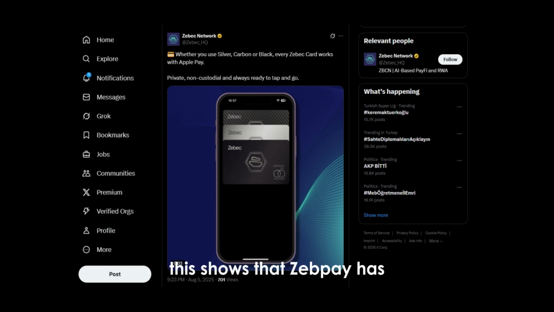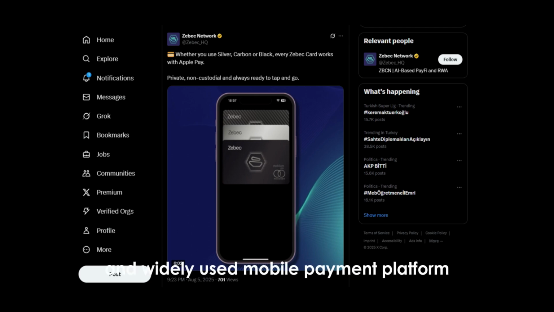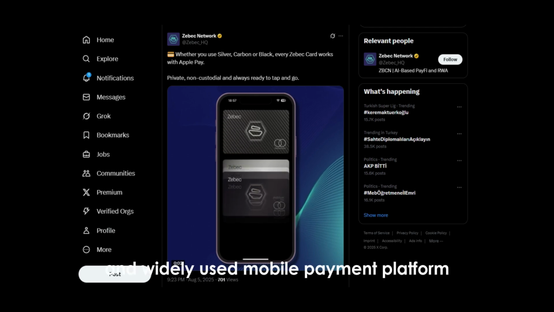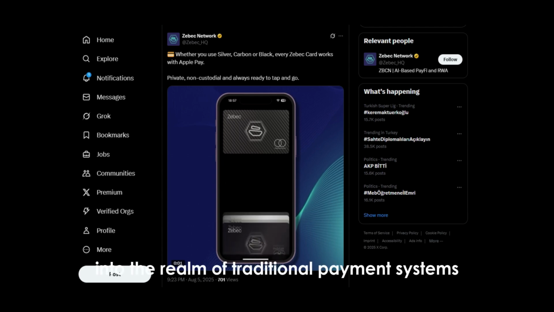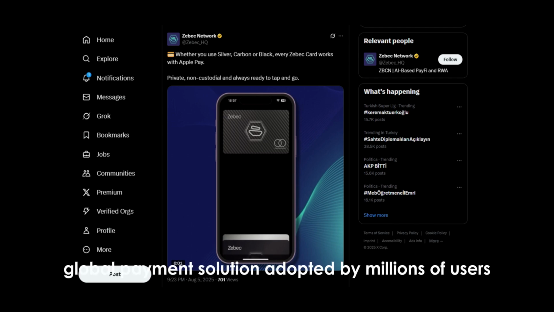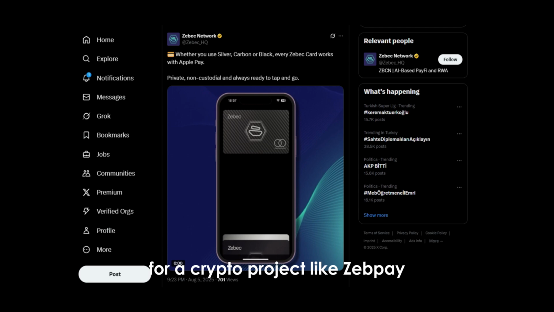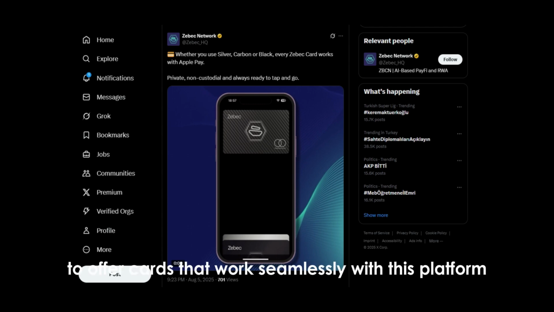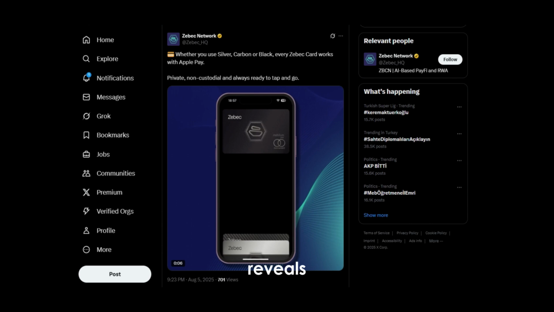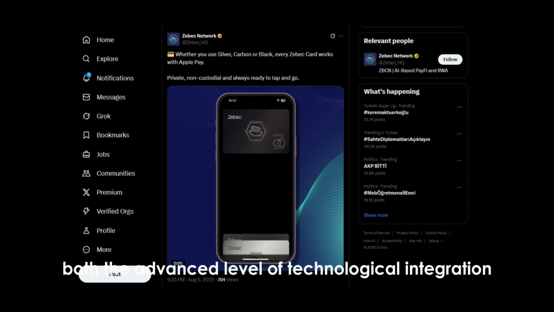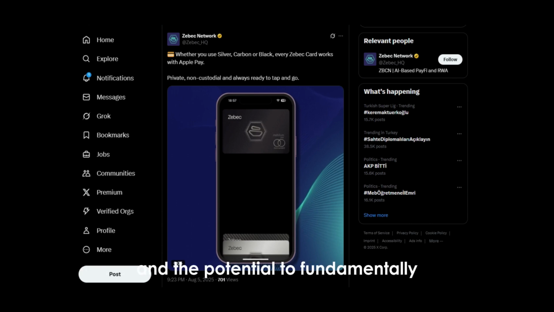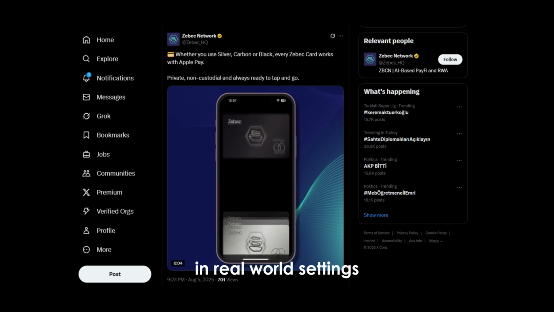This shows that Zebec has integrated its products with Apple Pay, a globally trusted and widely used mobile payment platform, bringing crypto usage into the realm of traditional payment systems. Apple Pay is a global payment solution adopted by millions of users. For a crypto project like Zebec to offer cards that work seamlessly with this platform reveals both the advanced level of technological integration and the potential to fundamentally change how crypto is spent in real-world settings.